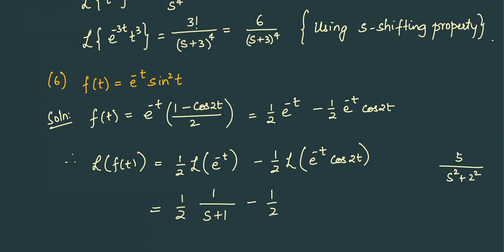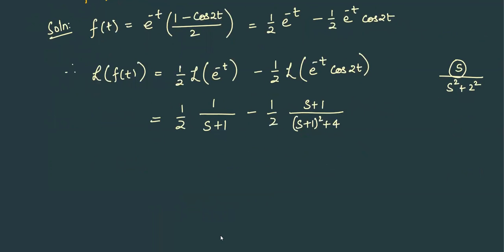Now this s has to be replaced by s minus a using the shifting property. The Laplace transform of cos 2t is s upon s square plus 2 square, but we are multiplying with e power minus t. So s has to be replaced by s minus a, s minus of minus 1. So we get s plus 1 by s plus 1 the whole square plus 4.